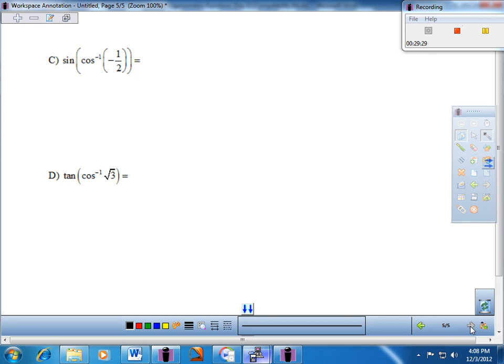So sine inverse cosine of -1/2. If you're understanding what's going on here, that's fine. You don't have to write in all my stuff. I'm just trying to cover my bases. So when I see inverse cosine of -1/2, I'm looking for the angle between 0 and pi. Okay, so just be careful with that.